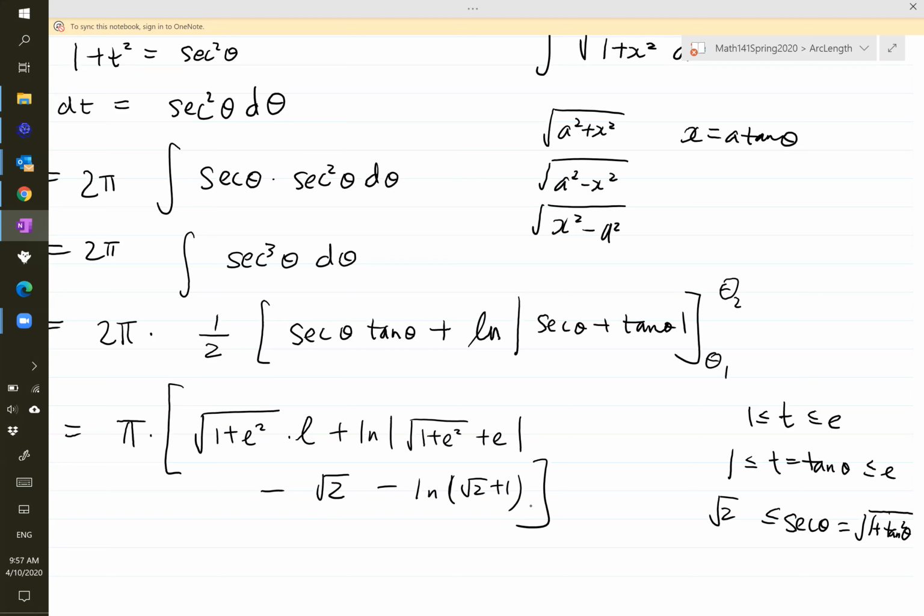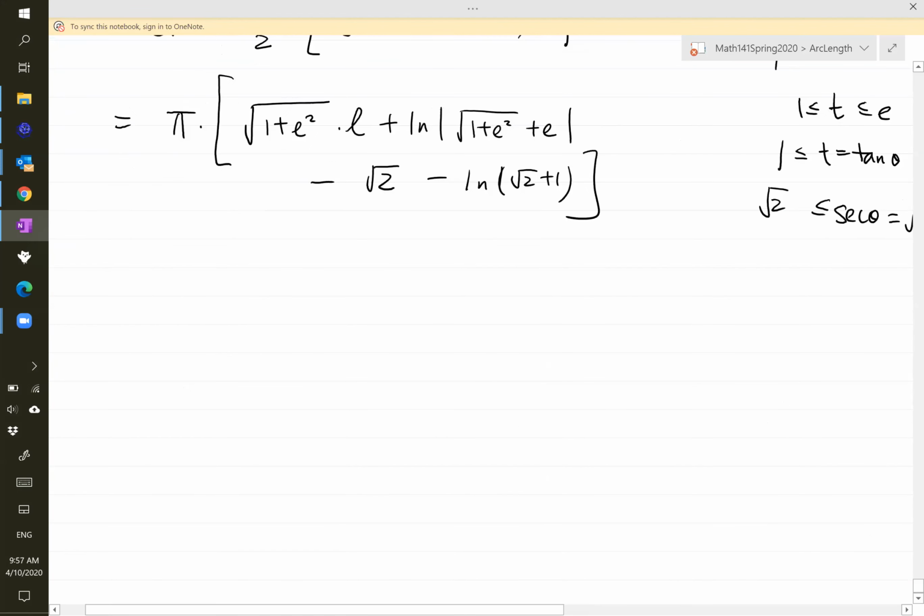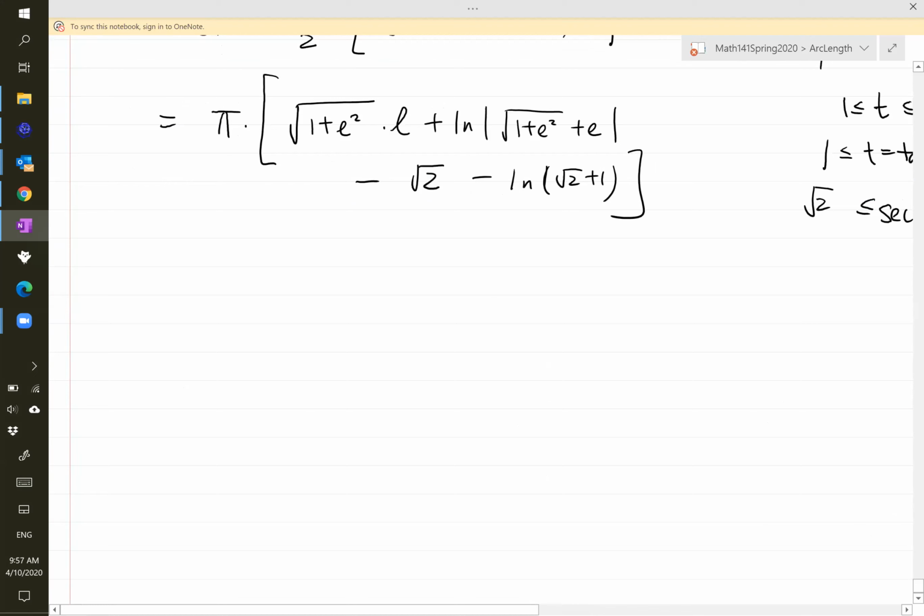Okay, let's do this example. The ellipse. Let's do the ellipse. So suppose we have an ellipse. Here a is greater than b.